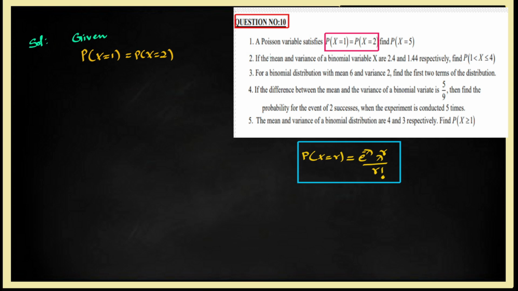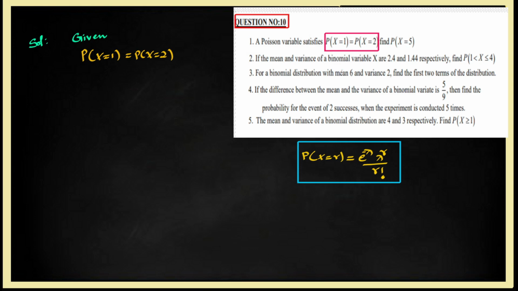Okay, so from each chapter, the 5 most important VSAQs. So question number 10, under question number 10, from random variable, the first question is: a Poisson variable satisfies P of x equals 1 equals P of x equals 2, then find P of x equals 5.